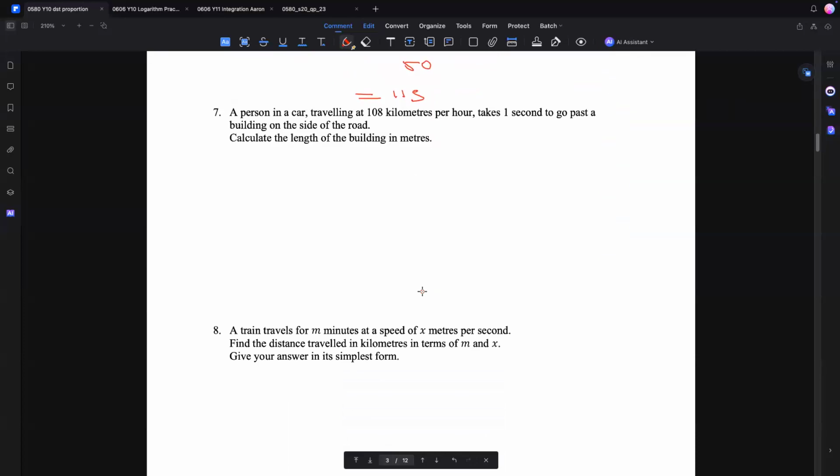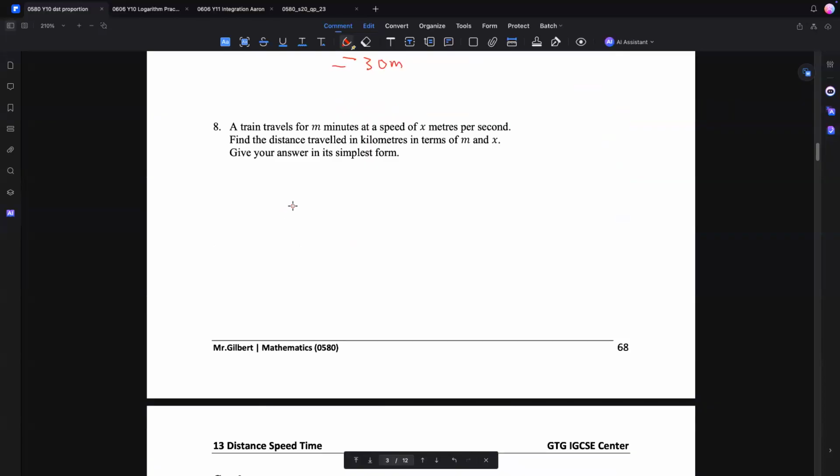A person in a car traveling at 108 kilometers per hour takes 1 second to go past a building on the side of the road. So they want you to calculate the length, which is distance. Distance is speed times time. So first we convert your speed into meters per second, which is times 1,000 divided by 3,600, which is going to give you 30. And since it's speed times time, it's 30 times 1, which gives us 30 meters. Everyone get 30 meters? Okay.